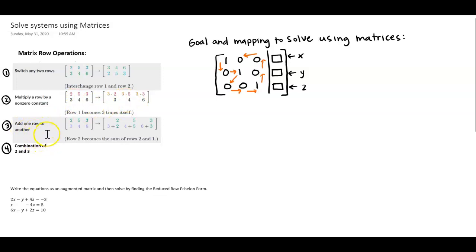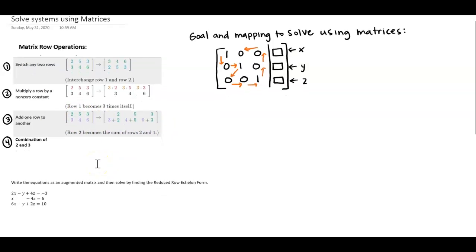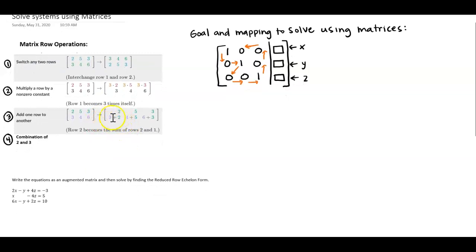Okay, another thing that we can do with matrices is we can add one row to another row. So notice if I add row 2 to row 3, right, then I get this 3 plus 2, and then the 4 plus 5, and then the 6 plus 3. Right, so I can add those together. I'm just adding each of those rows together. And again, you would write those out, like that would be 5, 9, and 9, right? But that's just to show you how it's adding those together.